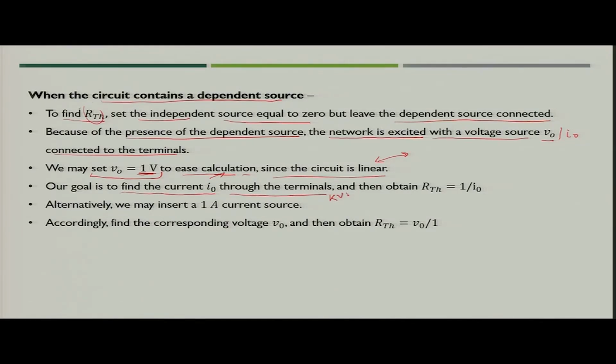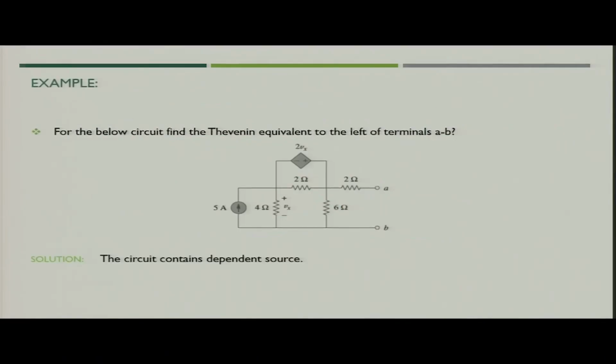So, I naught we can calculate, which would be flowing through the terminals with the help of either KVL or KCL, and then we obtain the value of Thevenin resistance, that would be nothing but V naught upon I naught. V naught is in this case 1, so it will become 1 upon I naught, or we may insert 1 ampere current source. So, this will give you the RTH value as V naught upon 1 because 1 is the value of current source. Now, let us understand this concept of how to solve the circuit when we have the dependent source with the help of one example.